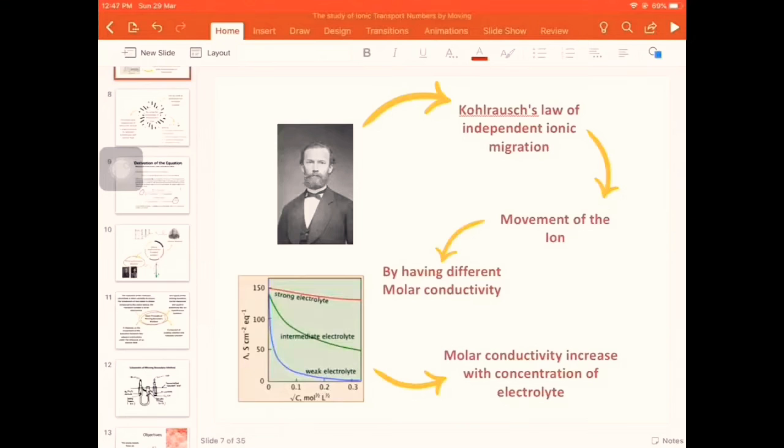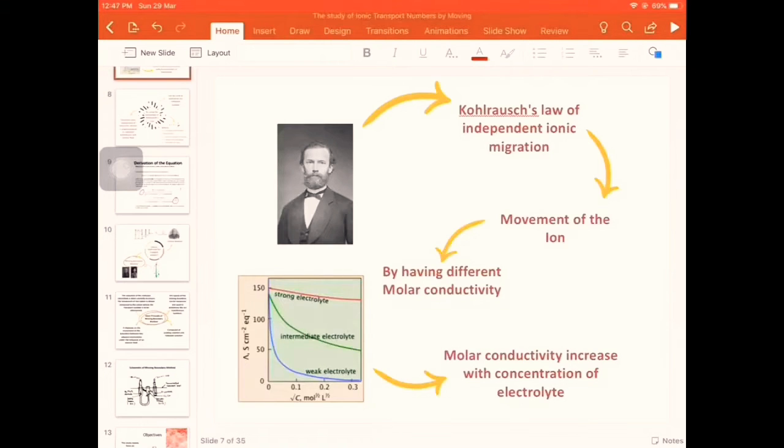By this graph here, it shows some sort of relation between molar conductivity against the square root of concentration. As you can see from the graph, molar conductivity increases with the concentration of the electrolyte. Please note that this graph is molar conductivity against the square root of the concentration. You might see it decreasing, but then it will increase. I will describe this later.